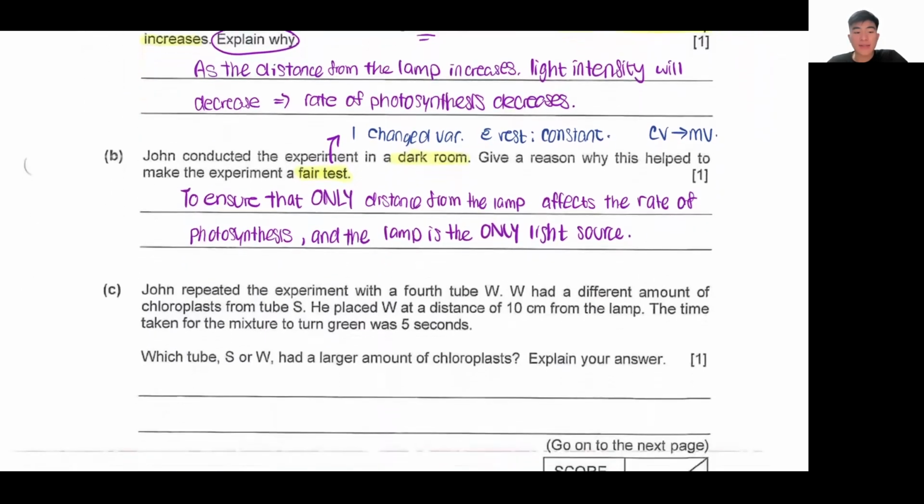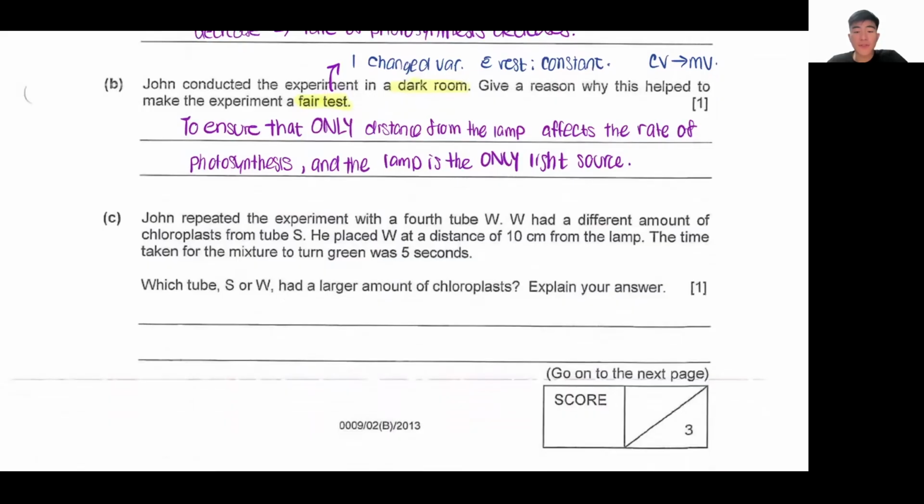Now let's look at part C. They say that John repeated the experiment with a fourth tube W. W had a different amount of chloroplasts. So when you have a different amount of chloroplasts, we are using a new change variable. The amount of chloroplasts is the new change variable. He placed W at a distance of 10 cm from the lamp, and the time taken for the mixture to turn green was 5 seconds. So how can we answer this question? Which one had a larger amount of chloroplasts? Definitely W.